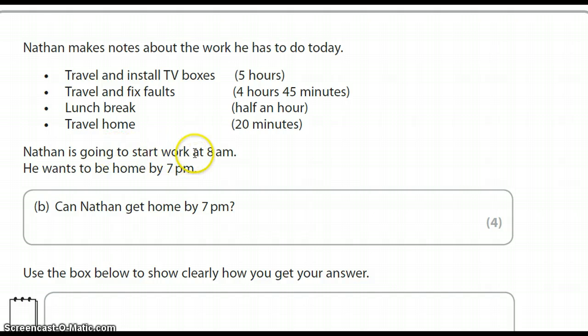Nathan is going to start work at that time. He wants to be home by that time. Can Nathan get home by that time? Use the box below to show clearly how you get your answer.